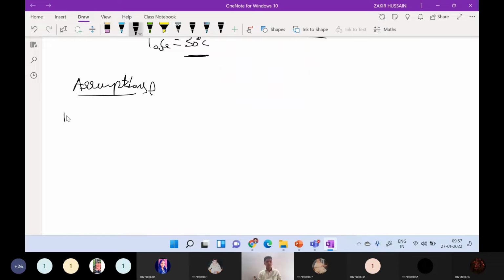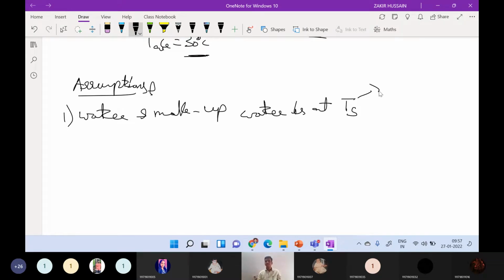So the assumptions are: the spraying water as well as the makeup water, some part of water we are adding, is at the same temperature, that is the adiabatic saturation temperature. So this is called the adiabatic saturation temperature. Whatever water we are supplying, the spraying water as well as the makeup water, needs to be at the same temperature.